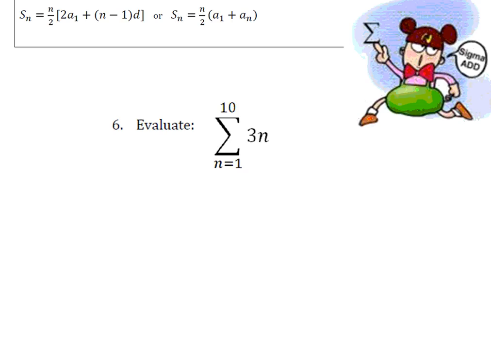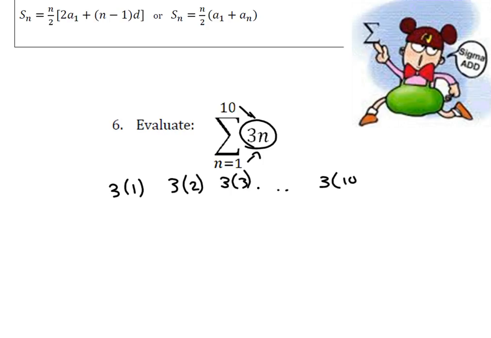So evaluate this. All sigma means is kind of each number you put in for n. You put in for n from 1 to 10. So your first term will be 3 times 1. Second term will be 3 times 2. Third term will be 3 times 3. And you keep going up until 3 times 10. Which is kind of nice because I want to use this one for this because it's easy to figure out what my last term is.